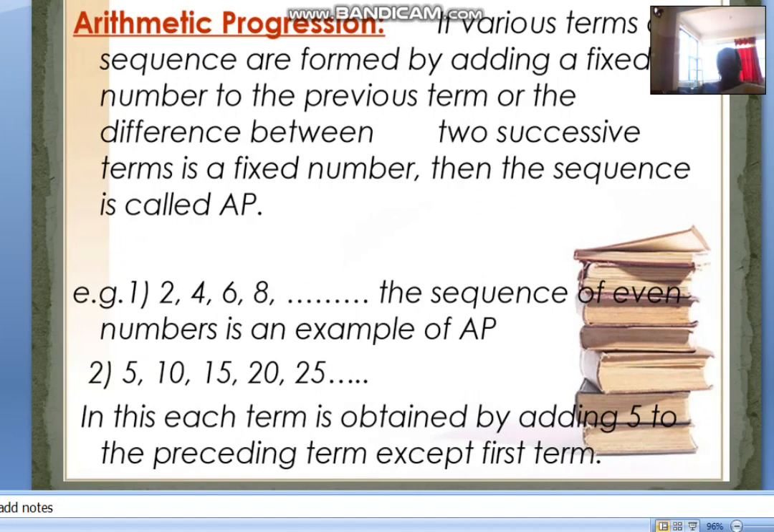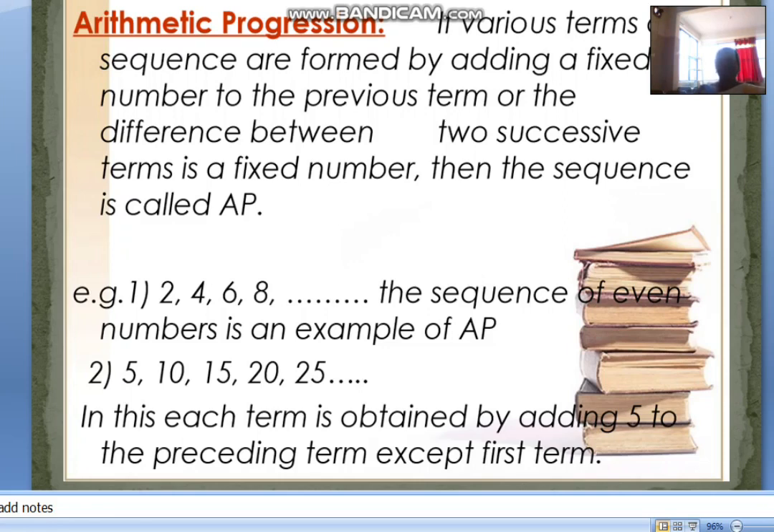If the terms of a sequence are formed by adding a fixed number to the previous term, or the difference between two successive terms is a fixed number, then the sequence is called an AP. Previous means the term before. That fixed number is called the common difference. Then the sequence is called AP.